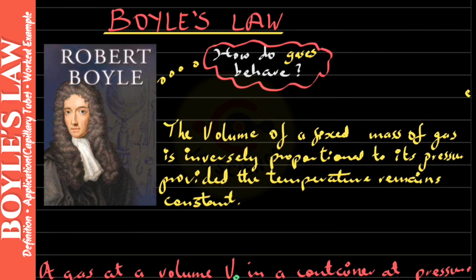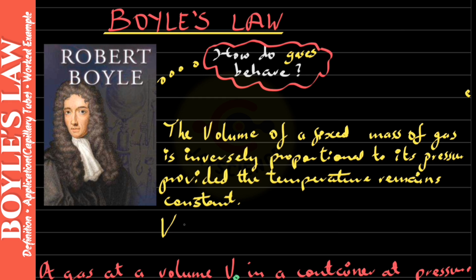In an attempt to study how gases behave, an Irish chemist named Robert Boyle in the year 1662 came up with a law which we call Boyle's law. It states that the volume of a fixed mass of gas is inversely proportional to its pressure, provided the temperature remains constant. So he found an inverse relationship between the volume of a gas and the pressure. In other words, increase the pressure, the volume decreases. Increase the volume, the pressure decreases.